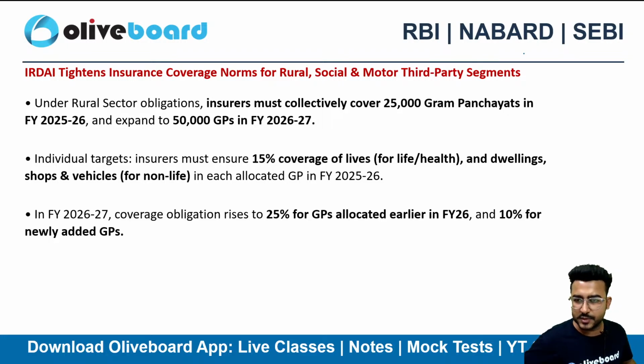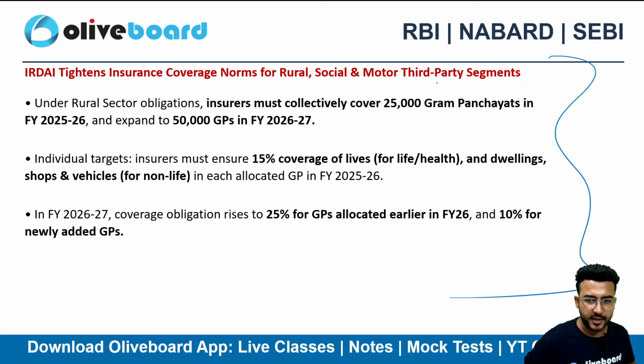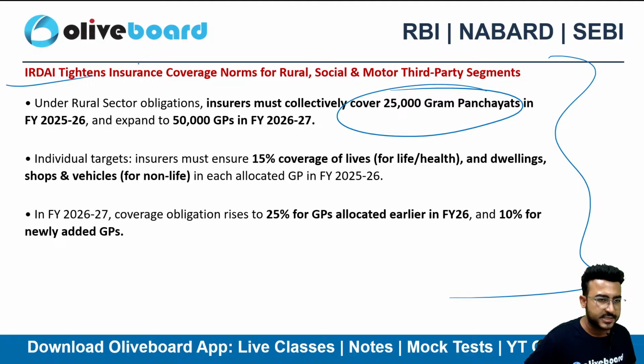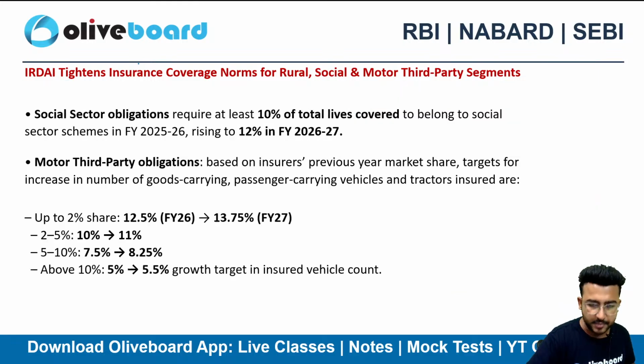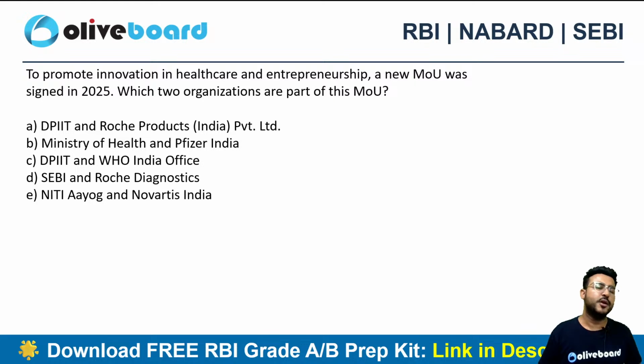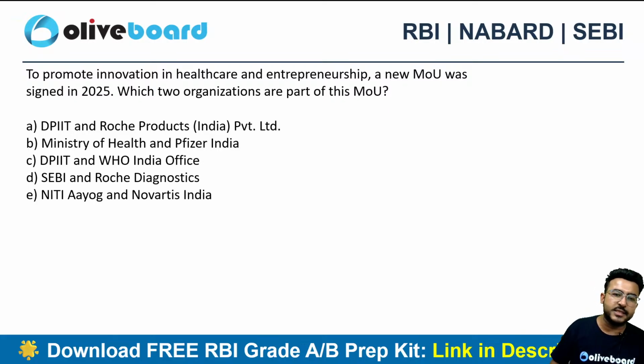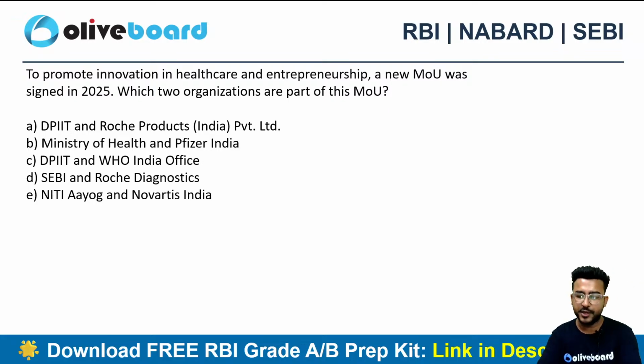So I think this news is repeated. We have already covered it related to the 25,000 gram panchayats in IRDAI. Again, I'm telling you this can be important, right? So just skipping it. Why? Because we have already covered it. Next one. To promote innovation in healthcare and entrepreneurship, a new MOU was signed in 2025. Which 2 organizations are part of this particular MOU?